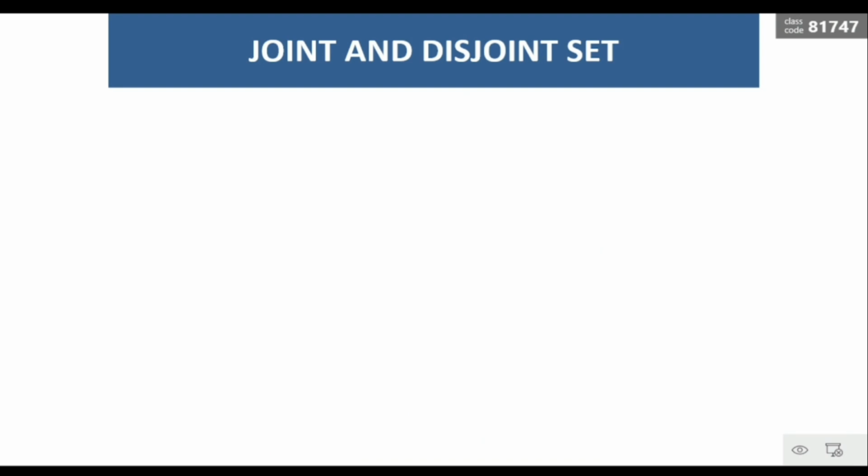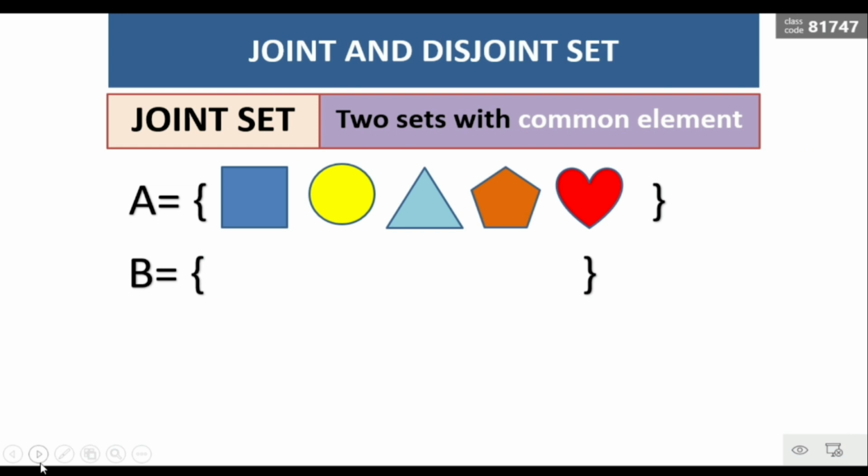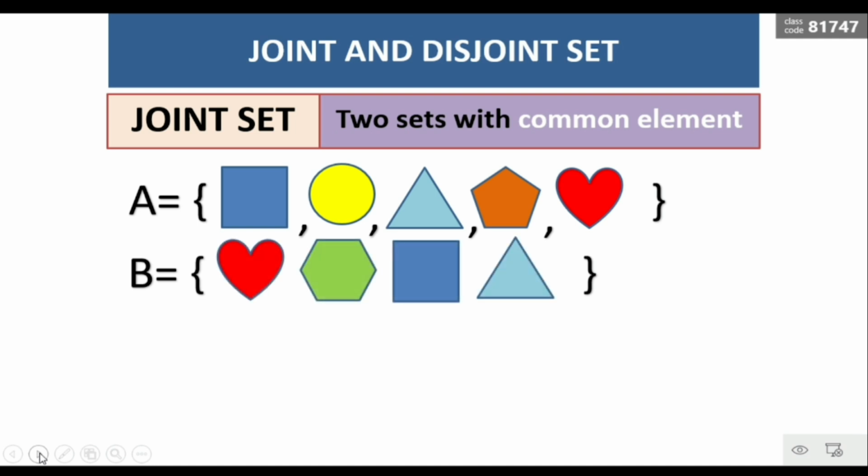Let us now proceed with joint and disjoint set. When we say joint set, these are actually two sets with common element. Suppose we have set A and set B. For set A, we have the following shapes: square, circle, triangle, pentagon, and heart shape. And for set B, we have the following shapes. We have heart, hexagon, we have square and triangle.